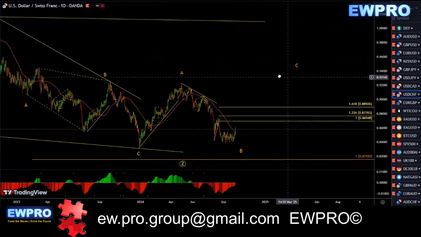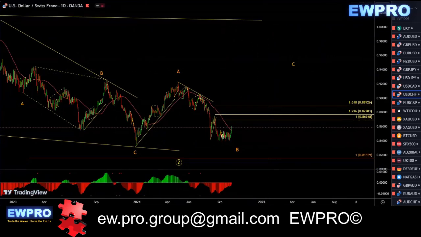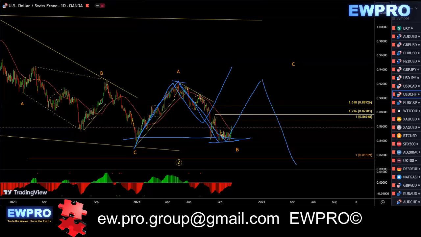The Swissy, sort of looking for a flat in here. I'm not convinced this is the low. I'm looking for this a B, and a C up. This went very deep, so I'm only looking for an A, B, C up, probably just to break that top, and then we get more downside.